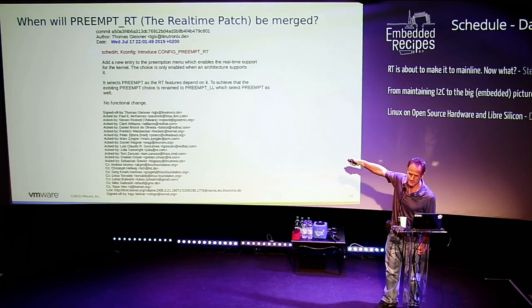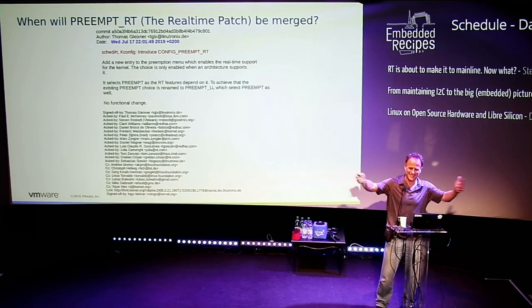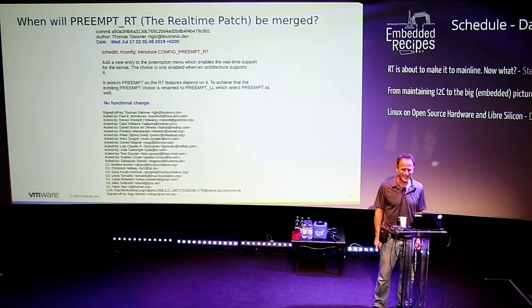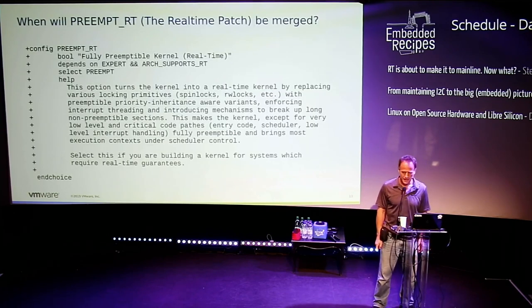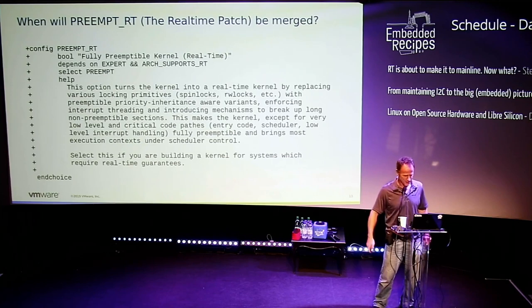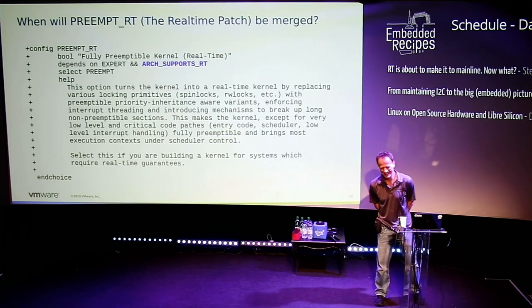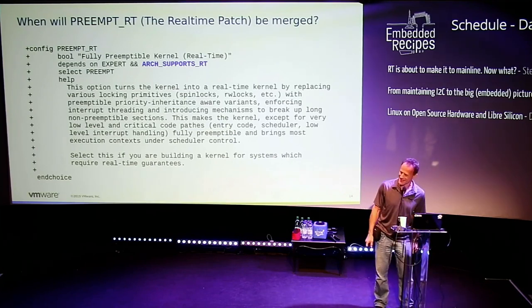2019. That's the commit in the Linux mainline tree. Huh? Here's the commit of the change. Depends on ARCH_SUPPORTS_RT. No architecture defines this. So yes, real-time is in the kernel. You just can't enable it.